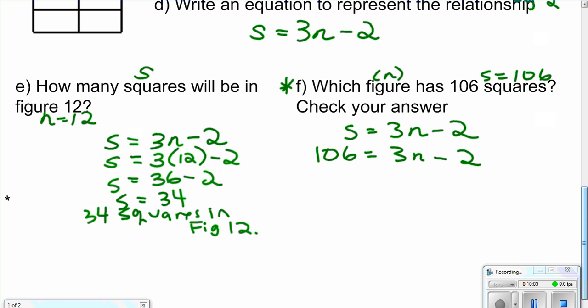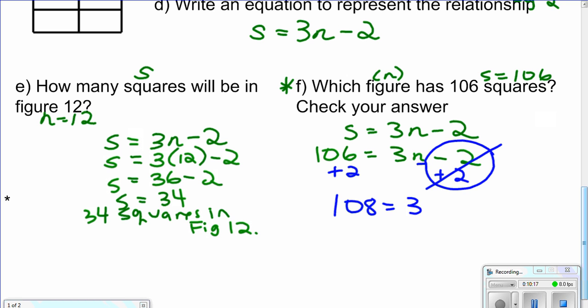I want to try to figure out what n is, so I'm going to work backwards. So instead of subtracting 2, I'm going to add 2 to both sides. Minus 2 plus 2 makes a 0 pair, so it is gone. So I get 108 equals 3 times n.